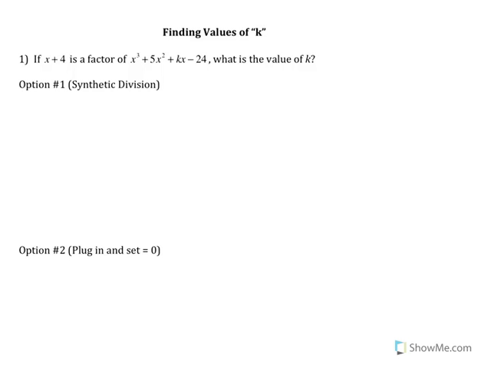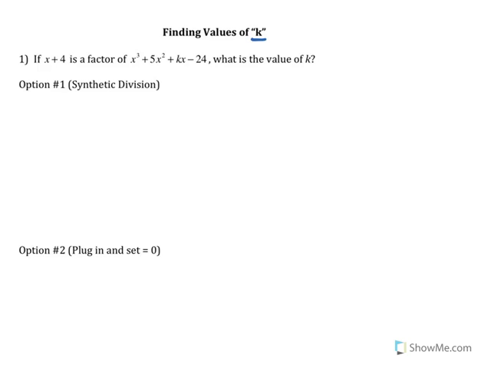A popular type of problem that uses the remainder theorem, and specifically the factor theorem, is: given a factor of a polynomial and a missing coefficient, you are going to find that coefficient. So in this case, our missing coefficient we're labeling as k. You can do this with synthetic division, or you can do this using the factor theorem where you'll plug in.